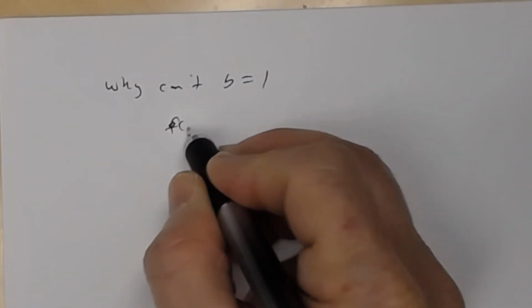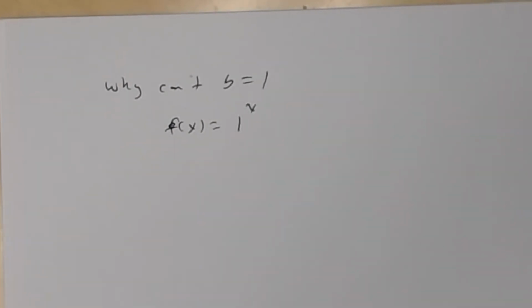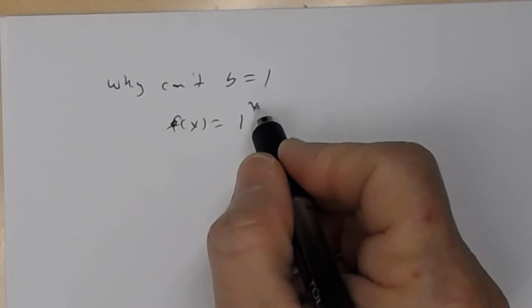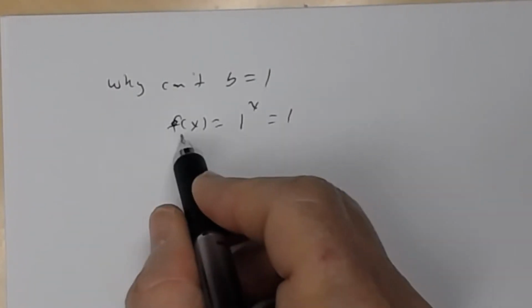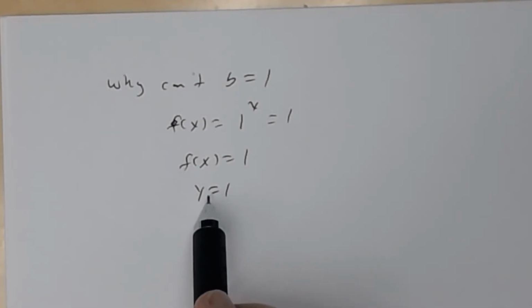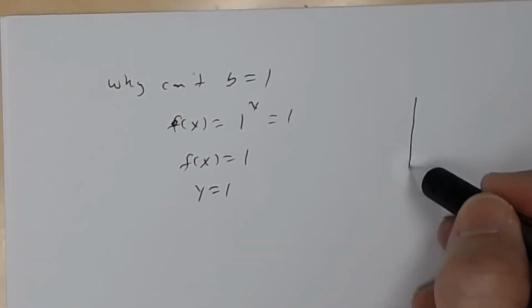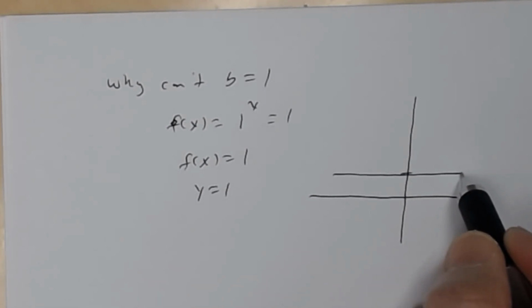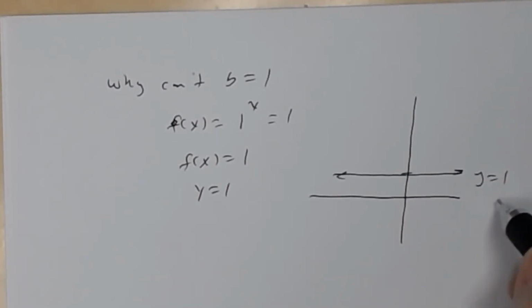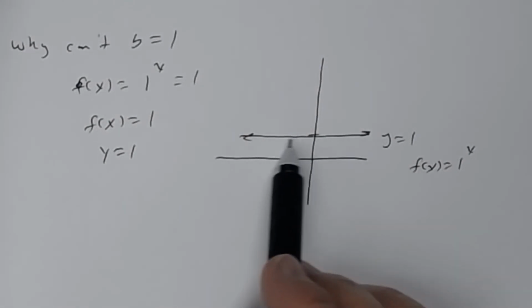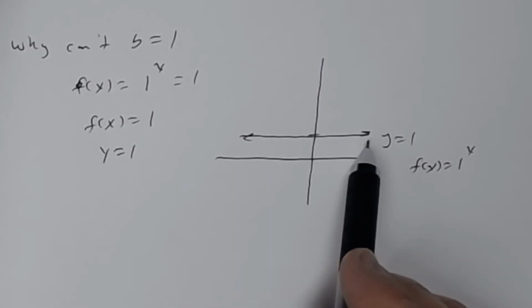Suppose we had this, f of x equals 1 to the x, right? Well, remember, 1 raised to any power, regardless of what this is, is always 1. So what we have here is that f of x equals 1, which means y equals 1. If you graph y equals 1, you get this horizontal line. So that's the graph of f of x equals 1 to the x power. Notice, though, that this is not the graph of an exponential function. That's the graph of a linear function.